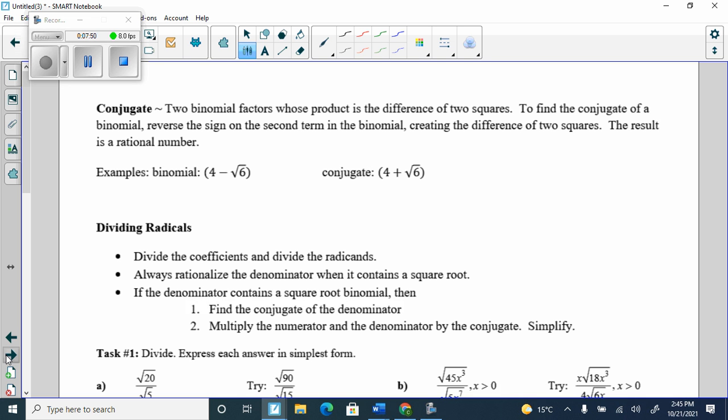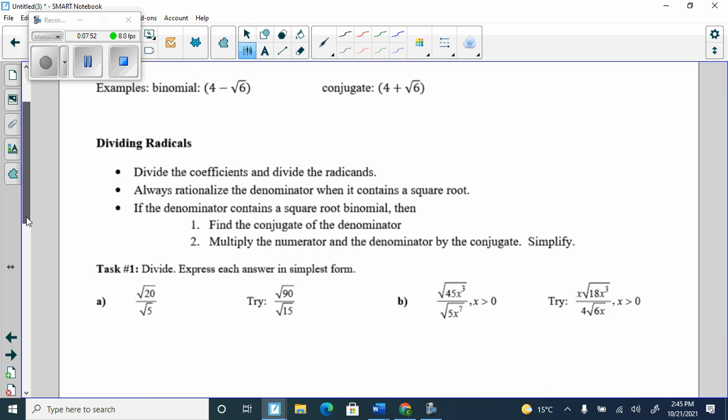Okay? So when dividing radicals, this you did in grade 10. We're just remembering what we did in grade 10. Divide the coefficients and divide the radicands. So when we multiplied, we multiplied the coefficients and multiplied the radicands, right? Division is the exact same. Divide the coefficients, divide the radicands.